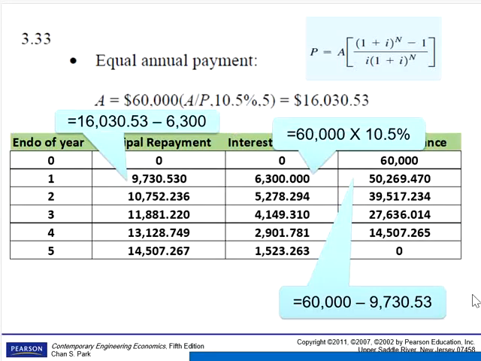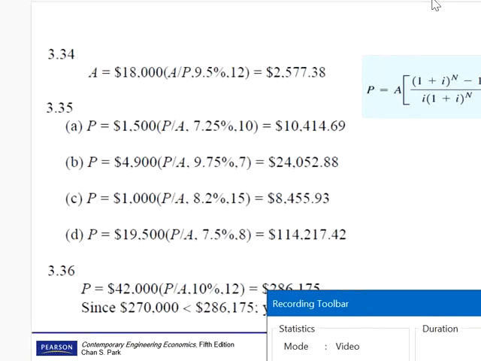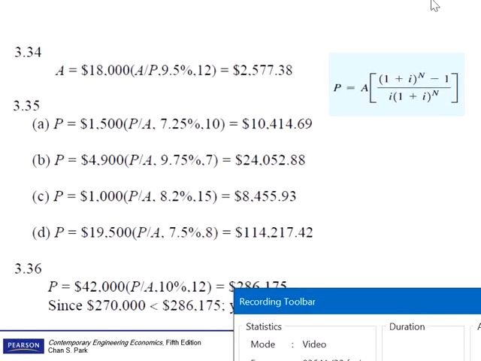I'll show you here. Next question, 3.34. With this one you can find out what A is, using this formula. So 2,577.38 is the amount you must pay to return your loan at an interest rate of 9.5% for 12 installments.